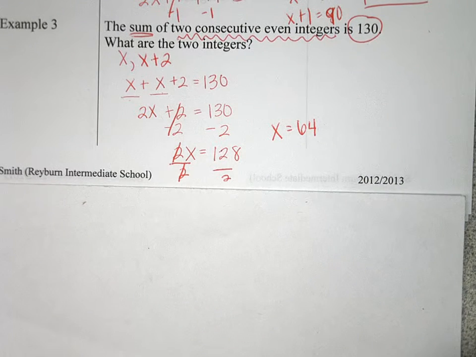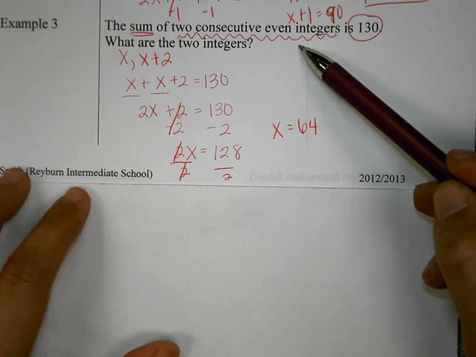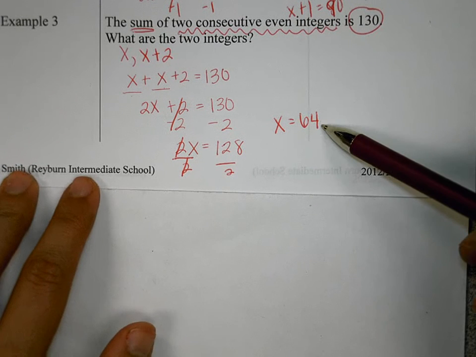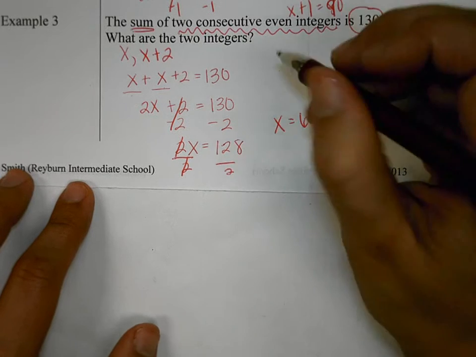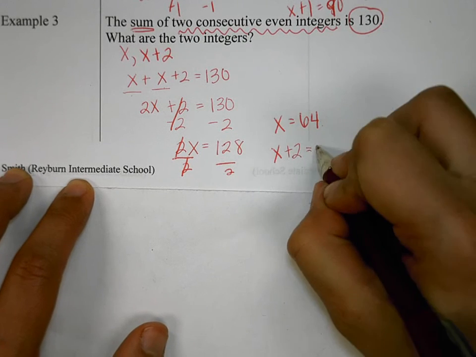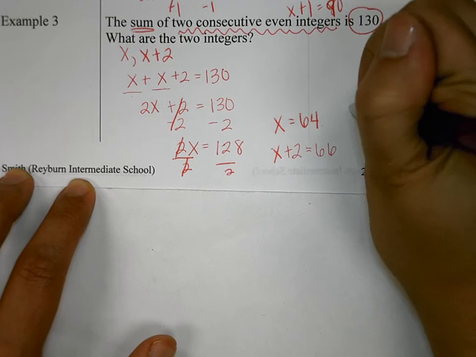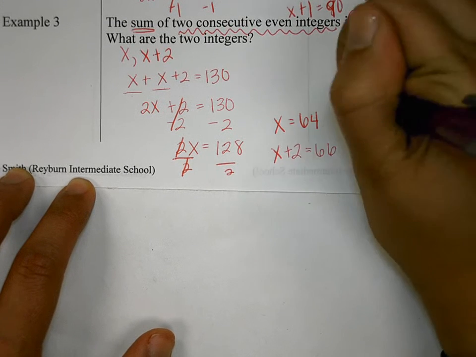Now this is where I see a lot of students make a mistake. They forget that we're looking at even integers. So you want to do a quick check right now, is my number even? And it is. So the next even integer after 64 would be 66. So my two integers are 64 and 66.